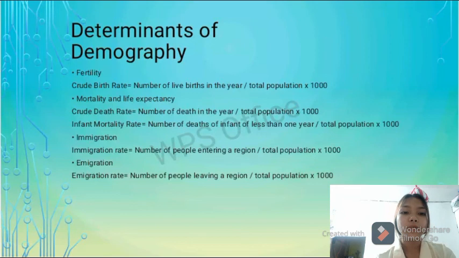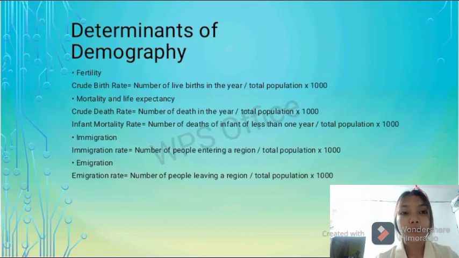The crude birth rate and crude death rate are statistical values that can be used to measure the growth or decline of a population. Next is immigration. Immigration is the movement of people from one area to another. The formula of the immigration rate is number of people entering a region divided by the total population times 1,000.